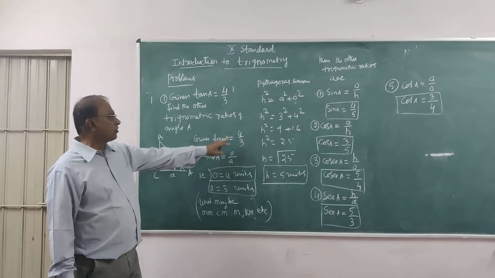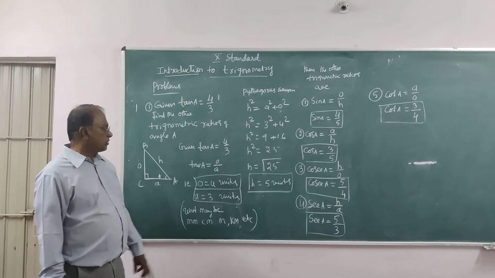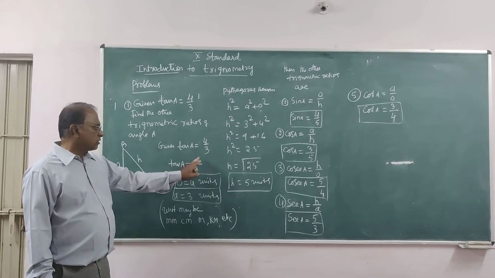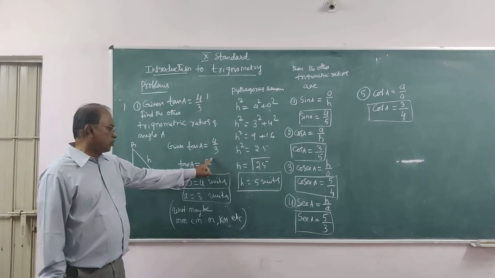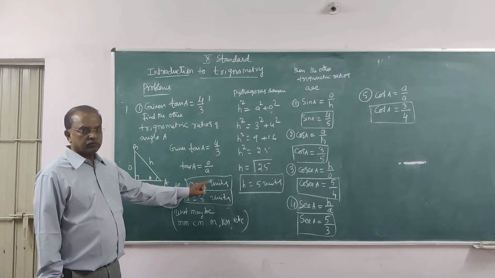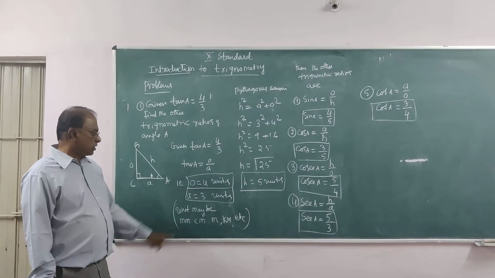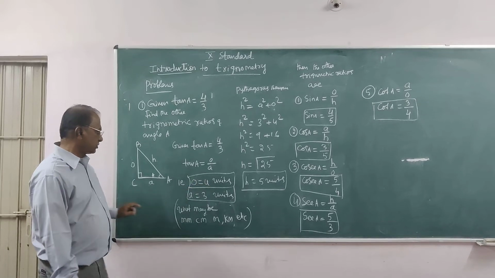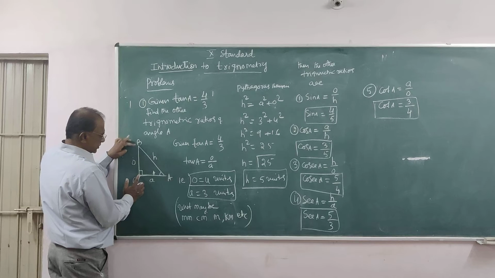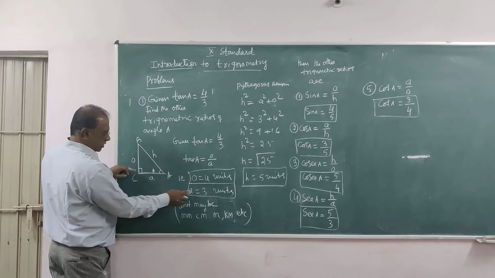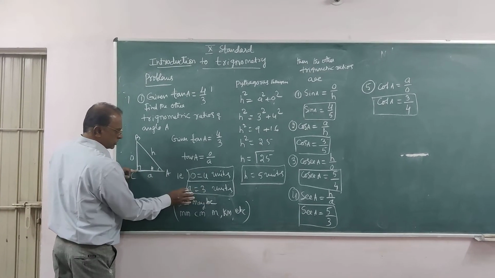Given tan A is equal to 4 by 3, what is the definition of tan A? Recall the definition of tan A: opposite by adjacent. It means the opposite side is 4 units. Length of this is 4 units. Length of this adjacent side is 3 units.